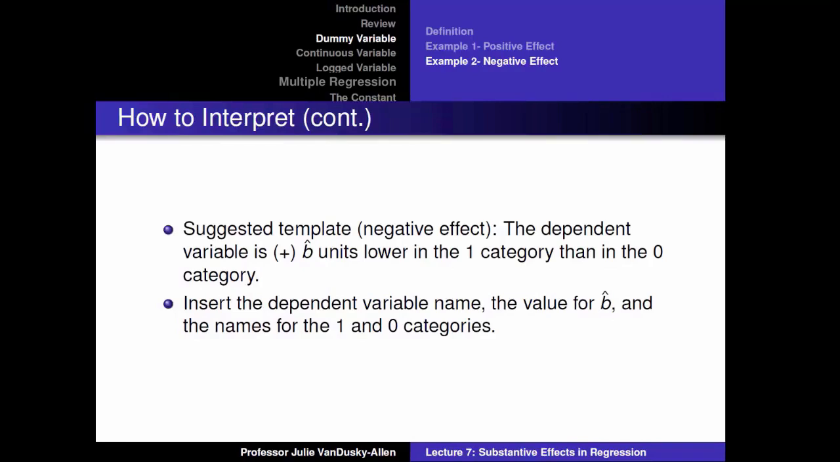Once again, students have problems interpreting the substantive effects of dummy variables. If you are having problems, this template could help you interpret the effects for a negative coefficient. The dependent variable is positive B hat units lower in the 1 category than in the 0 category. If you use this template, make sure to insert the dependent variable name, the value for B hat, and the names for the 1 and 0 categories. And make sure not to include the negative sign for B hat. Once again, since you're saying lower here, it is assumed that B hat has a negative effect.